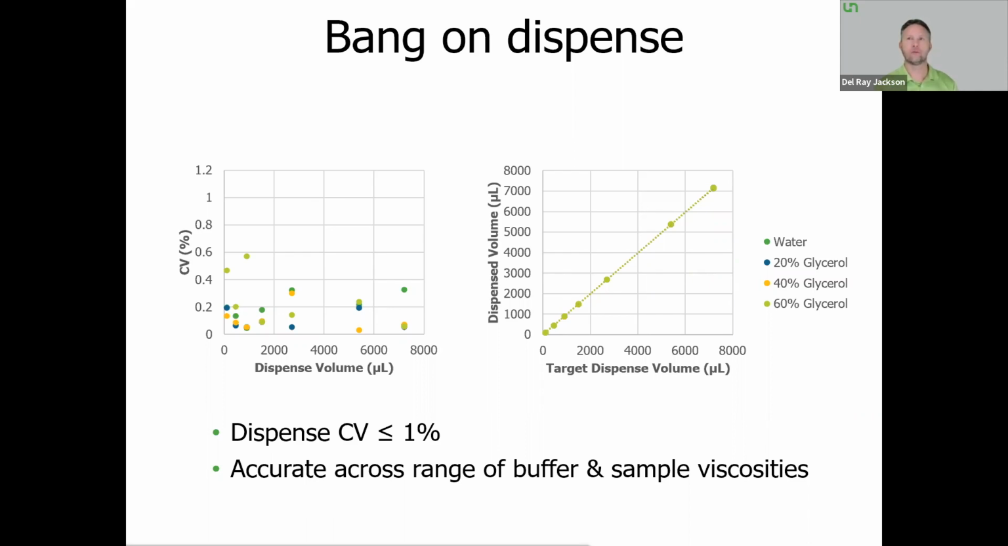And you can see for water, 20, 40, and 60% glycerol, to give you an idea of the different viscosities. And even though you might not be working with viscous buffers, keep in mind that your samples can also change with viscosity the more concentrated they get. And what you can't see on that nice perfect line is that all of those values line up on each other. So it's accurate across a wide range of buffer and sample viscosities.